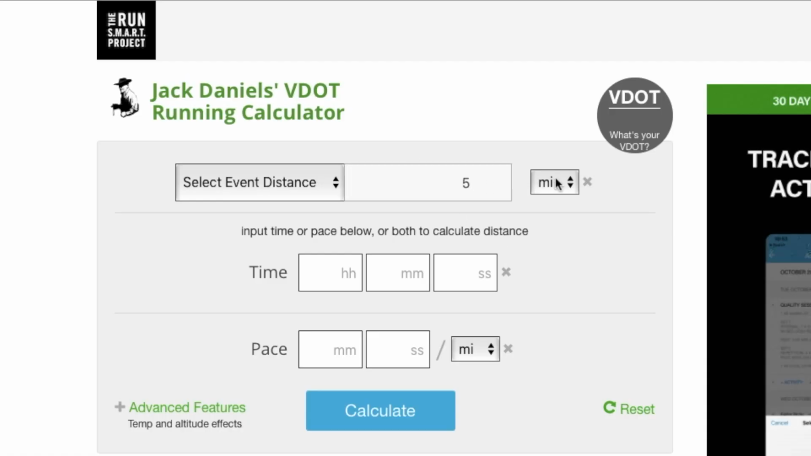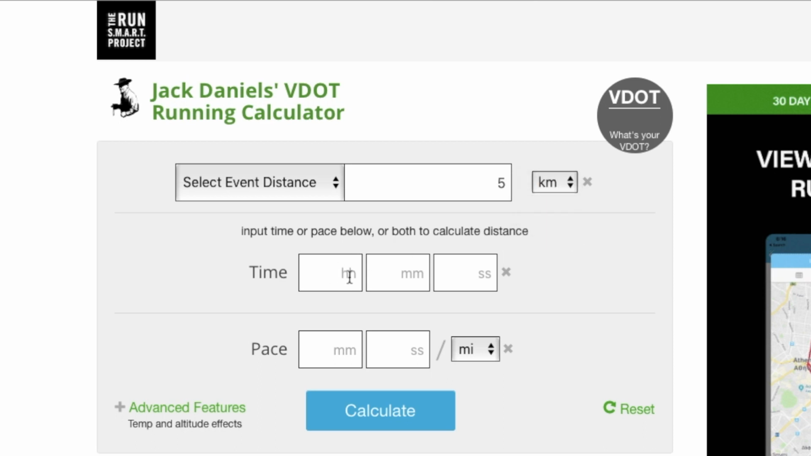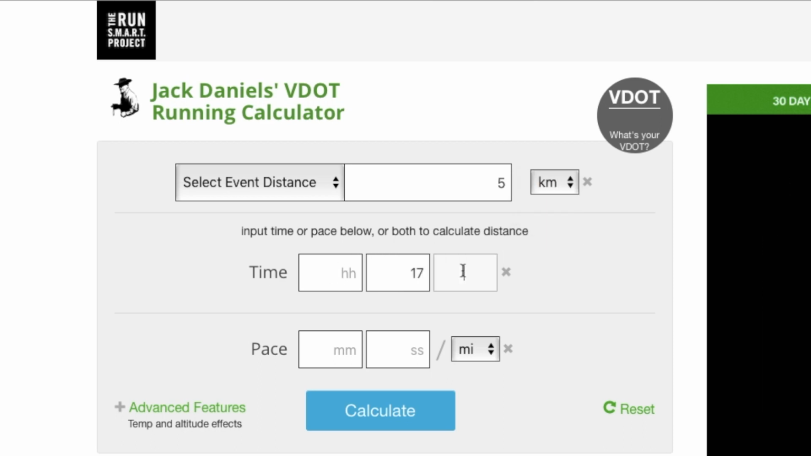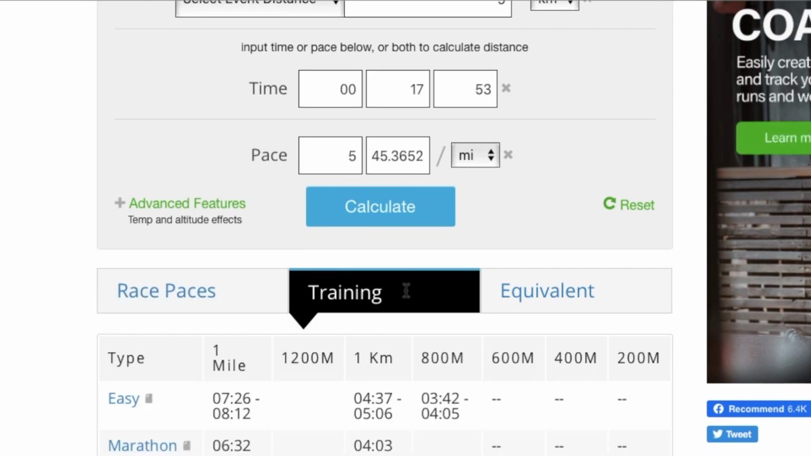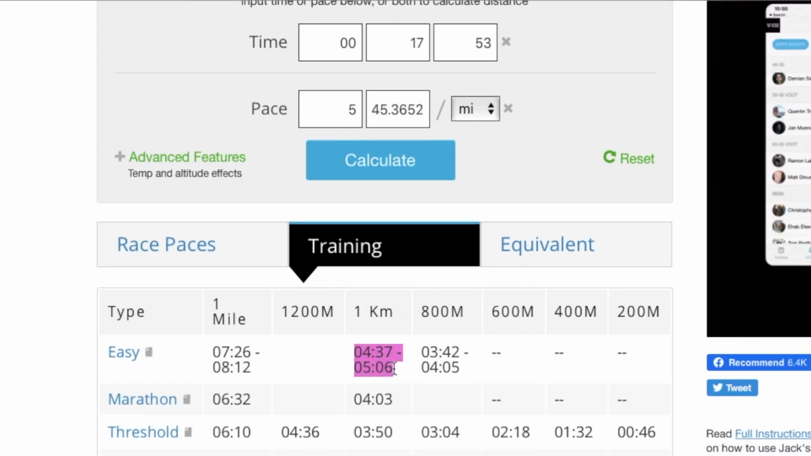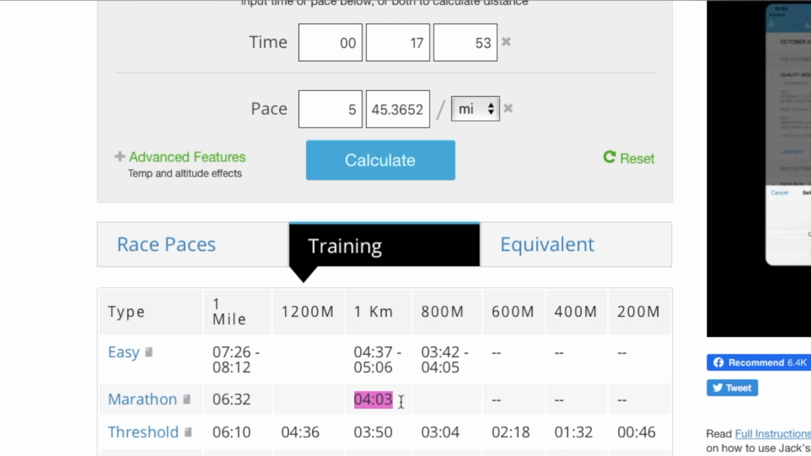So here's mine. I just recently did a 5k personal best at 17:53. So I'll just put that into the calculator. Make sure you change the units to kilometers and then add your time. Click calculate and then training. So these are my estimated training paces for my easy pace and marathon pace, and it thinks that I can run a marathon at 4:03 pace.